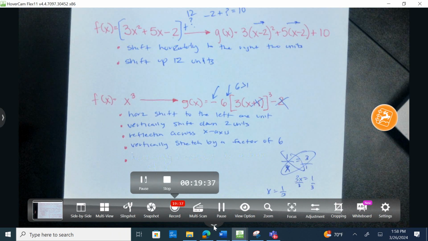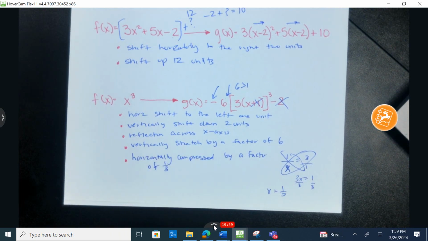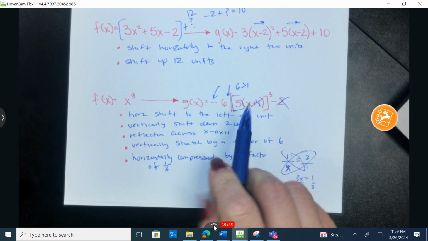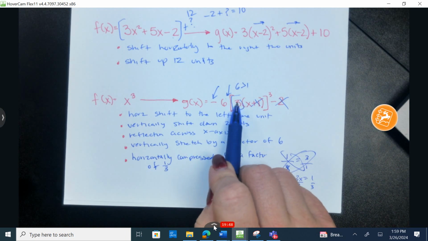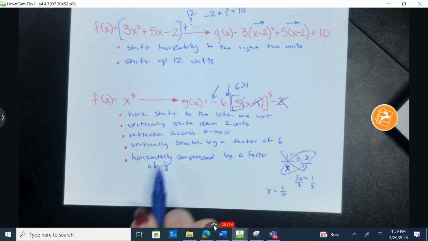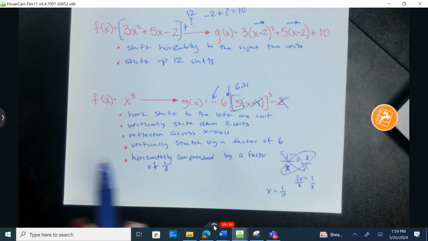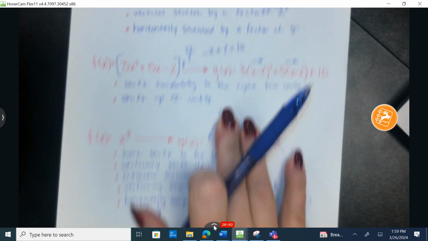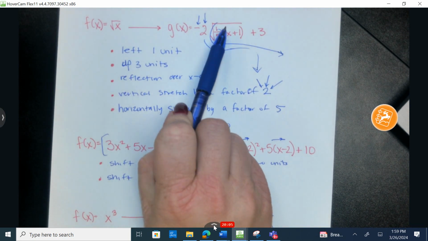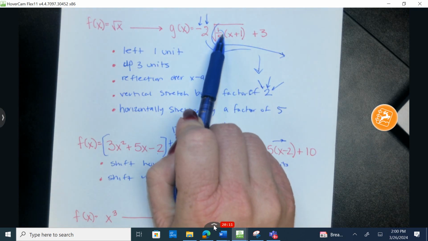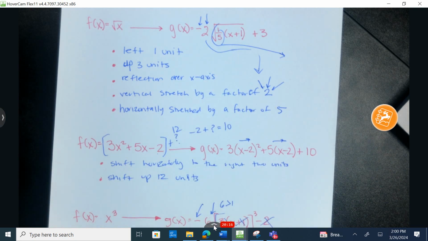Taking time to write it out, we have horizontally compressed by a factor of 1/3. When this number is inside, so it's embedded within the problem, not on the outside, and this value is not a fraction, it's horizontally compressed. So it's 1 over that number. Up above, when I'm left with a fraction embedded within this, not on the outside, the number on the bottom is going to represent the factor which it is horizontally stretched by. Pretty confusing. We'll go over it again.